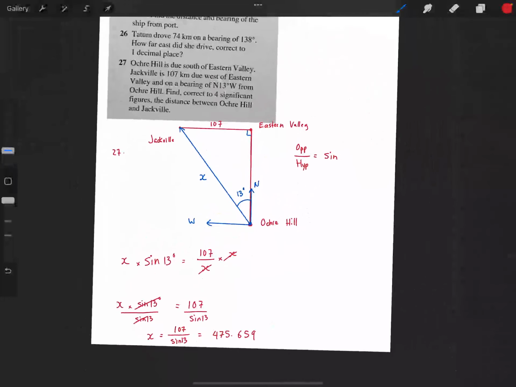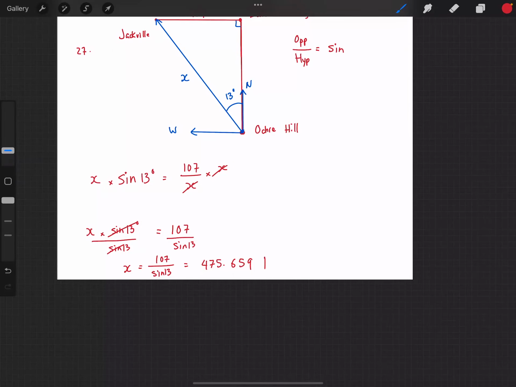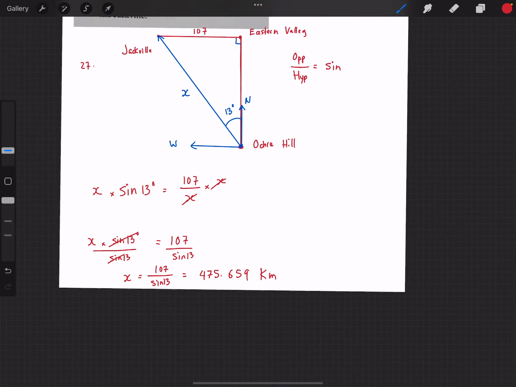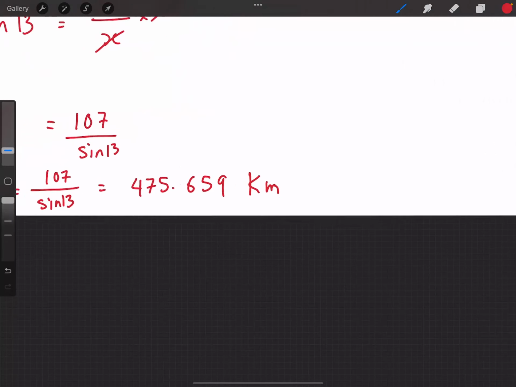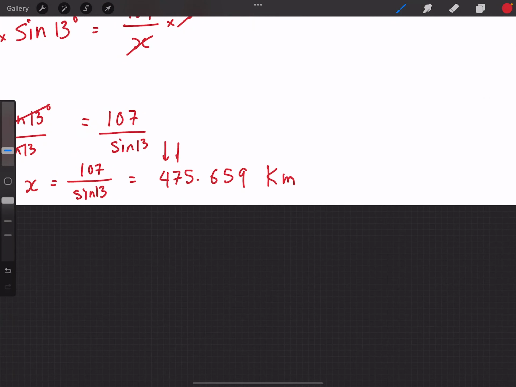It'll be in kilometers. But it says correct to 4 significant figures. So 4 significant figures: 1, 2, 3, 4. So the answer is going to be 475 point, and the next number is a 5, so we have to round this up to a 7. It's no longer 6, it'll be 475.7 kilometers. There's your answer.